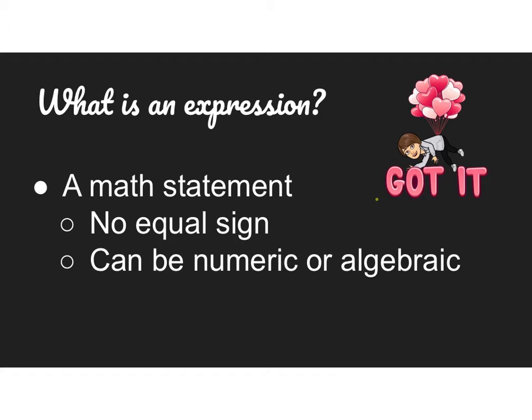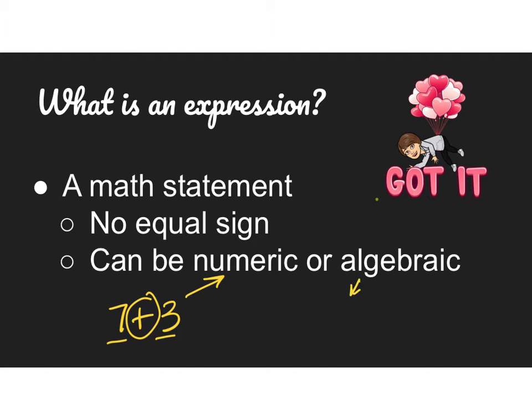So an expression is literally just a math statement. Typically, it doesn't have an equal sign, and it can be numeric or it can be algebraic. So for example, 7 plus 3 would be an expression. It has some kind of operation. It has numbers. This is a numeric expression.